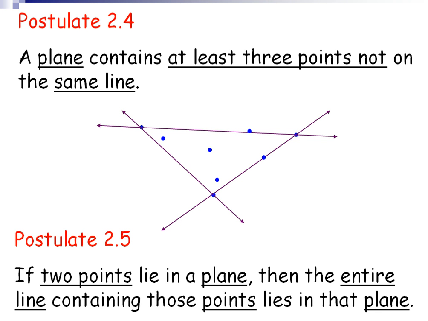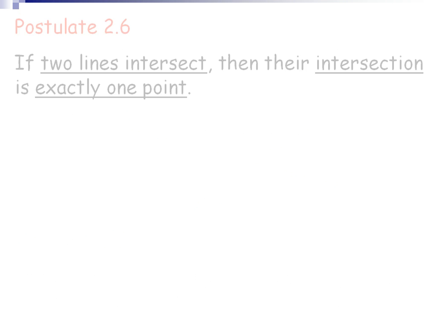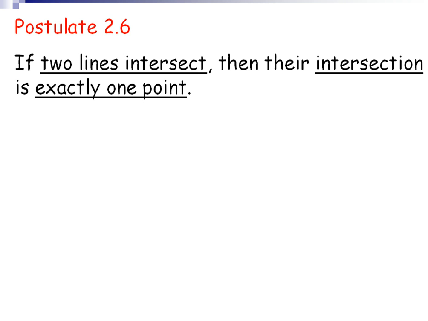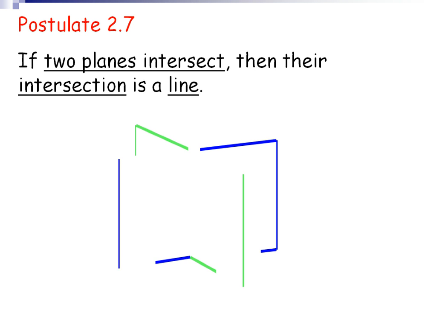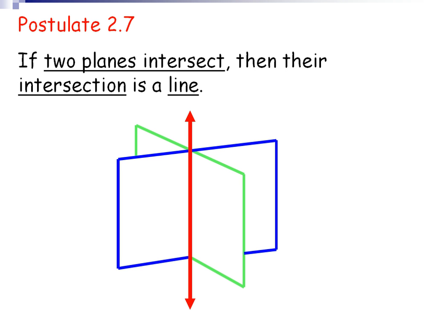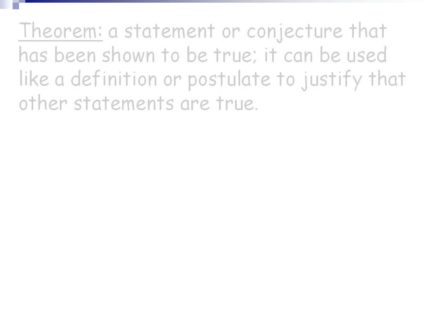Postulate 2.5, if 2 points lie in a plane, then the entire line containing those points lies in that plane, as we can see from that picture there. Postulate 2.6, if 2 lines intersect, then their intersection is exactly 1 point. 2.7, if 2 planes intersect, then the intersection is a line. That is true for any 2 planes if they intersect at any angle.